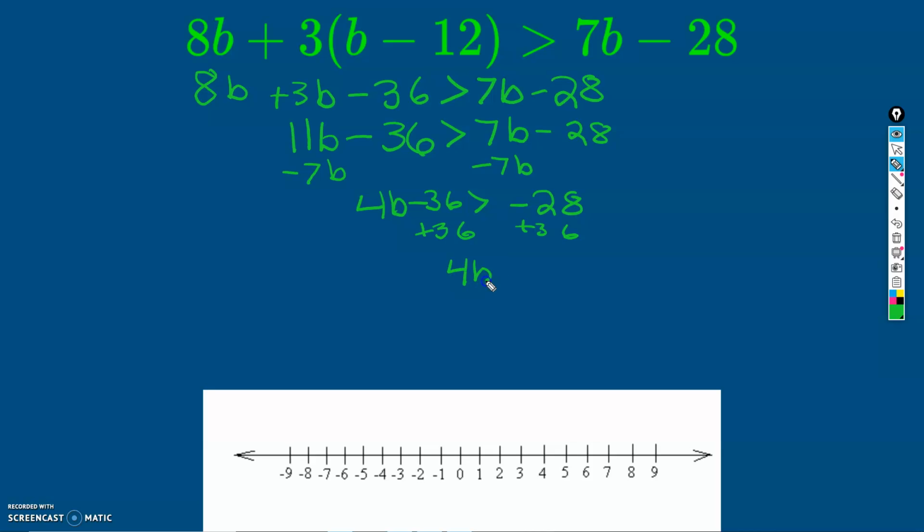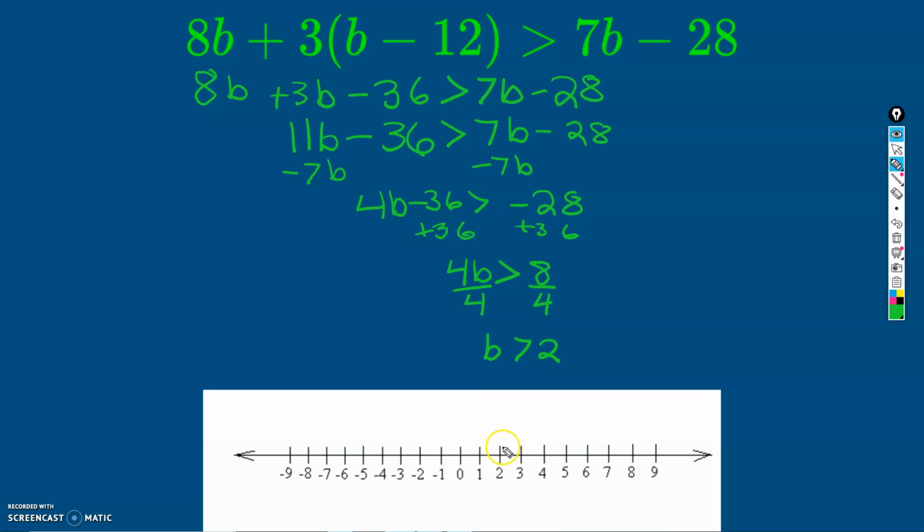And we end up with 4b greater than, we still haven't divided by a negative, negative 28 plus 36. This is going to bring us out to a positive 8. Divide both sides by 4, and we're going to get b is greater than 2. So what this means, let's think about this in words, we want all numbers such that they're greater than 2. So if we go down to our number line, here's 2.